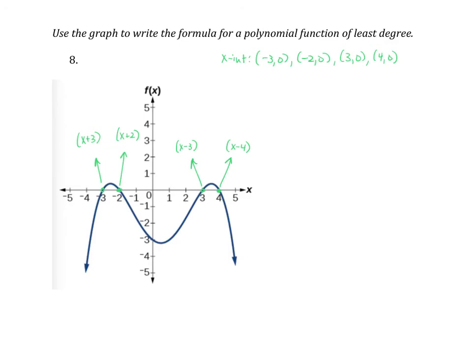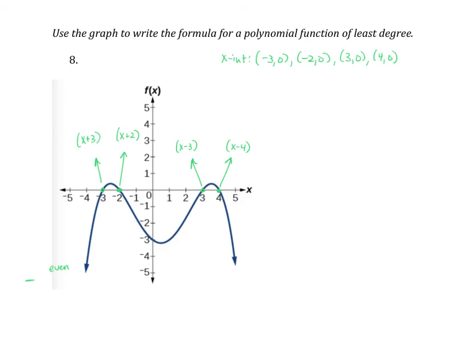So now what I want to look at is end behavior. So my end behavior, notice both ends are going down. So that means it's going to be a negative even. So a negative even is what I'm looking at because both ends are going down.